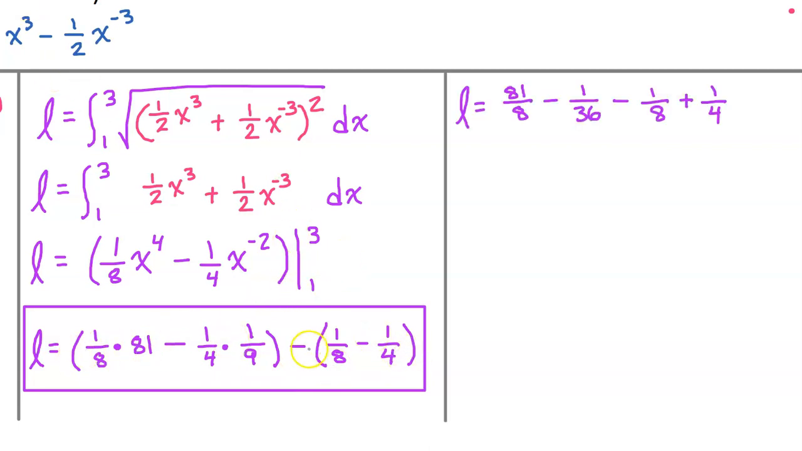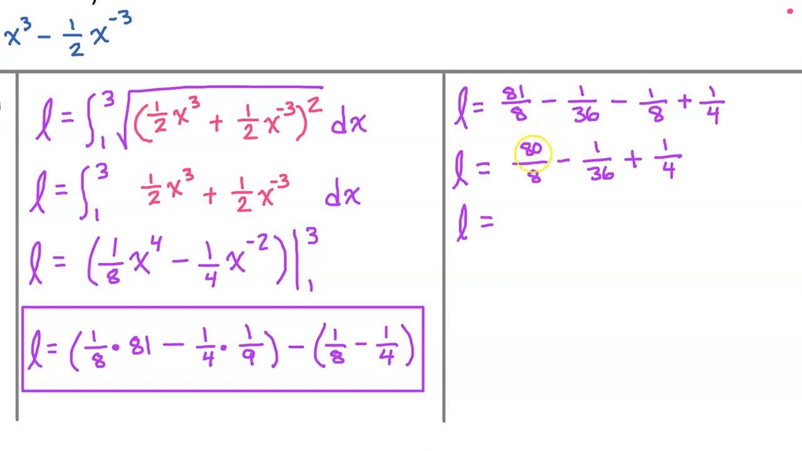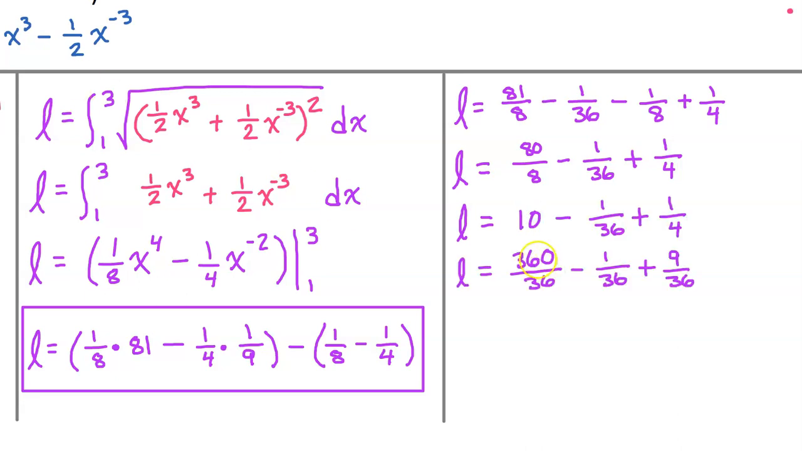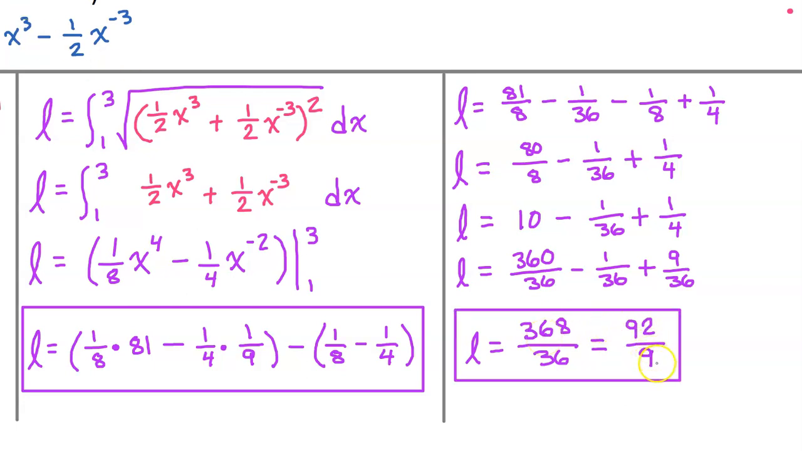Simplifying a little bit and distributing this negative sign gives us this. On the next step, I'm going to subtract 81 over 8 minus 1 over 8. So that's going to be 80 over 8. Of course, 80 over 8 reduces to 10. Making like denominators gives us this, and combining like terms gives us this, which simplifies to 92 over 9. So this is the simplified arc length.